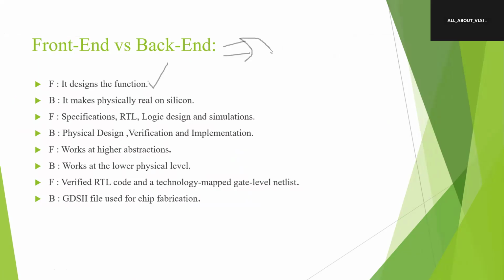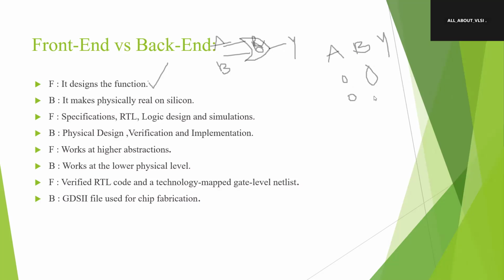Consider an OR gate. We have inputs A and B and output Y. Everyone knows the truth table for the OR gate, right? What is the logic of the OR gate?